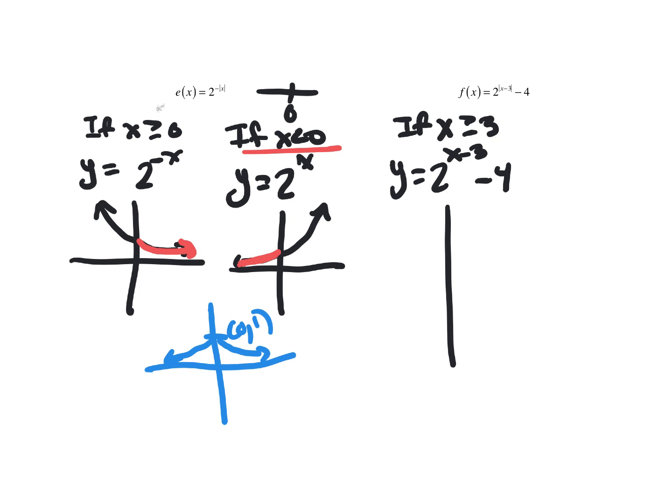So y equals 2 to the x minus 3 minus 4. So basically you're taking that 2 to the x graph, which is just exponential growth, like this one right here, and we're shifting it right 3 and then down 4. So this graph here would normally have this horizontal asymptote at y equals -4. And so it's going to look like this.